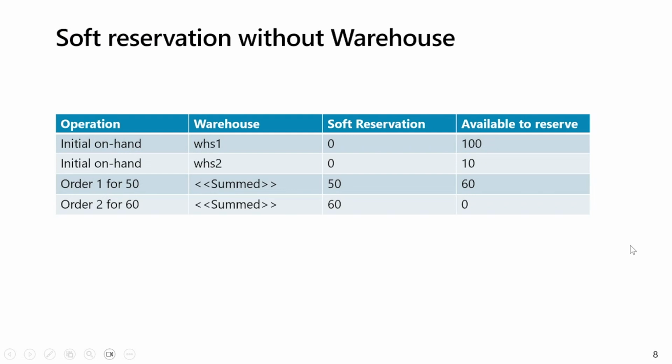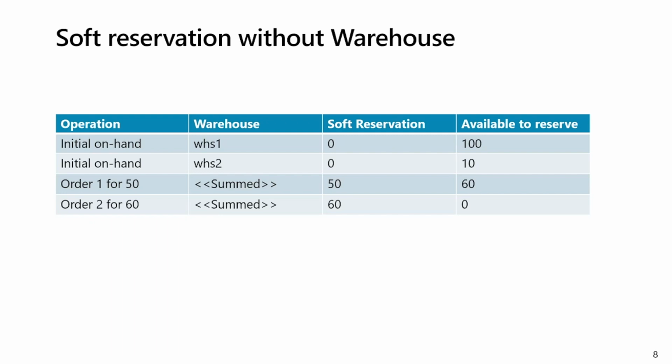If you see this example, again, the initial on hand is 110 across 2 warehouses, warehouse 1 and warehouse 2. The first order is received for 50 pieces. With this feature, checking on hand happens across warehouses. So a total of 110 pieces are available to reserve, out of which 50 quantity will be reserved, and now available for reservation will be 60 pieces across both the warehouses.